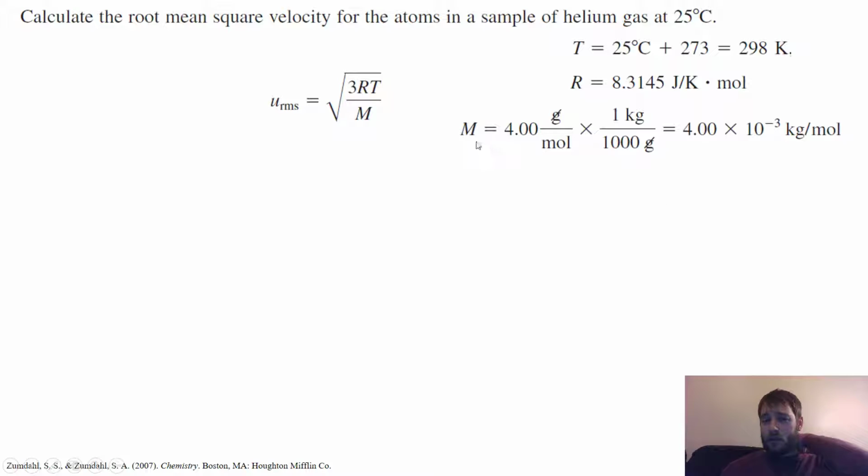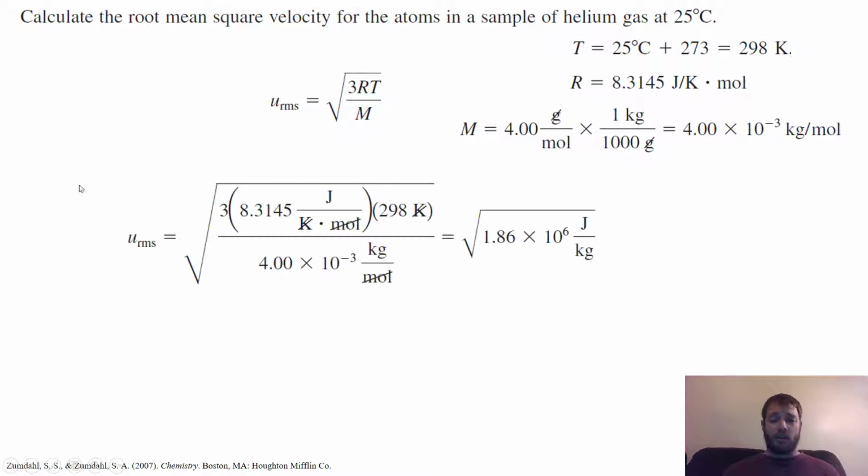So now that we have our M value, our universal gas constant in joules per mole K, or in this case, Kelvin times moles, and our temperature, we could plug all of those in and solve for our root mean squared velocity.